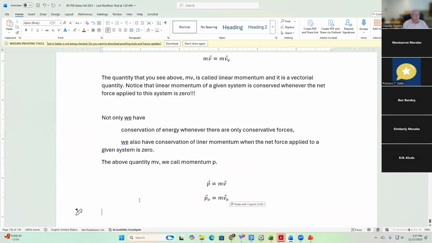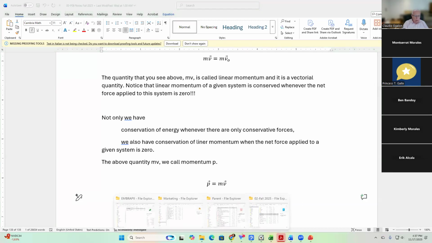The letter we usually give to momentum is the letter P. Here you go, the P vector is mv, and the initial linear momentum is mv naught. And now let's see how we can apply these ideas to solve problems, right?